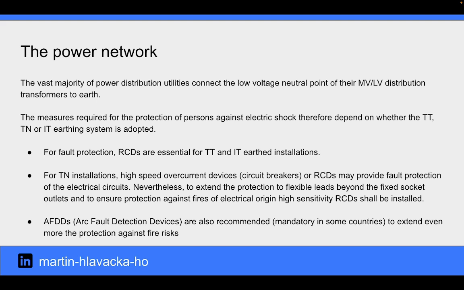For fault protection, RCDs are essential for TT and IT earth installation. For TN installations, high-speed overcurrent devices or RCDs may provide fault protection of the electrical circuits. Nevertheless, to extend the protection to flexible leads beyond the fixed socket outlets and to ensure protection against fires of electrical origin, high-sensitivity RCDs shall be installed. AFDDs are also recommended to extend even more the protection against the fire risk.